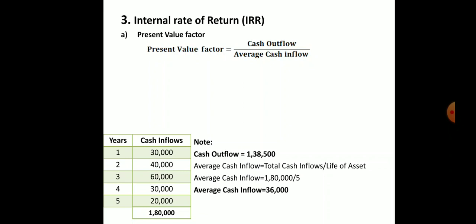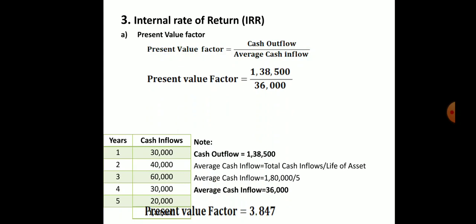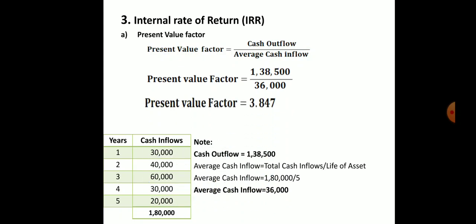So for the present value factor, we know your cash outflow is 1,38,500 and your average cash inflow, which we have calculated, is 36,000. If you divide these two, you will get 3.847. So this is only 3 points you can take. Okay, so the present value factor we have calculated.